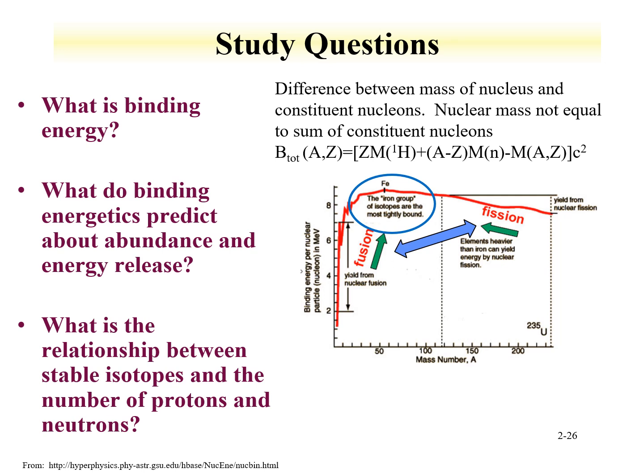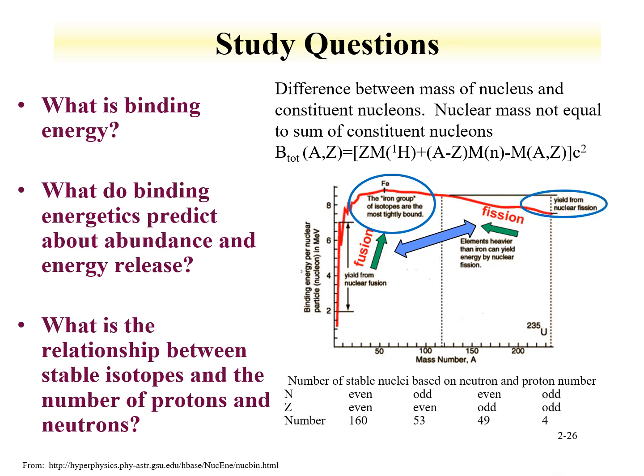Now the question could be the relationship between stable isotopes and the number of neutrons and protons. Well, we discussed that of the stable isotopes, over half of them are even-even. About an equal number are even-odd and odd-even. And there are only 4 stable isotopes with an odd number of neutrons and an odd number of protons. So even nuclei tend to be the most stable.